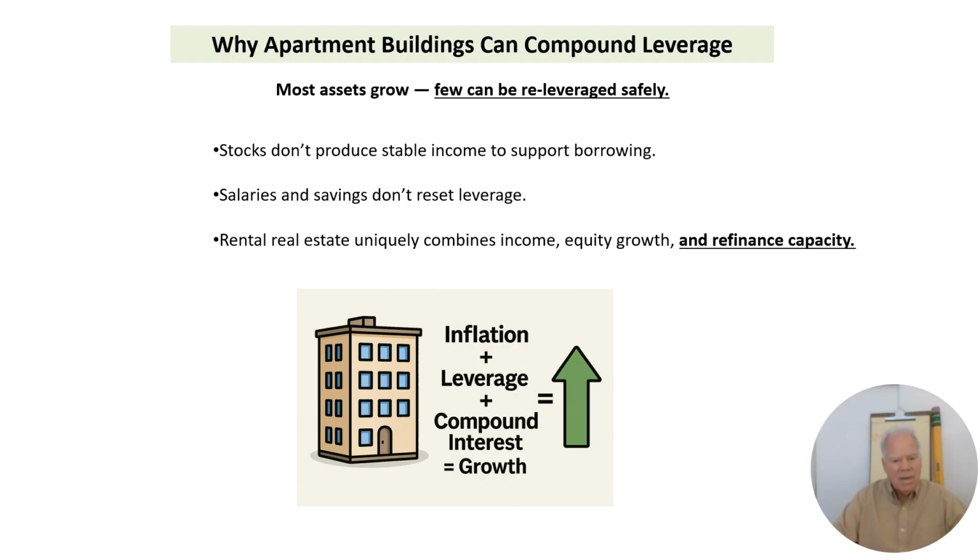The bank isn't betting on appreciation, it's lending against income and collateral. As rents rise, values rise, and the bank is still secured by the building itself. And that's why apartments can be releveraged responsibly, while most other assets cannot.